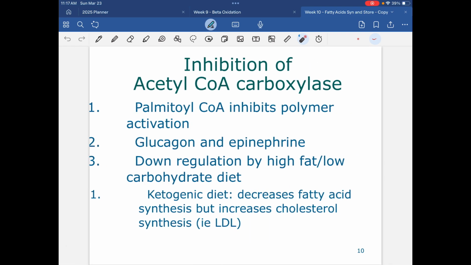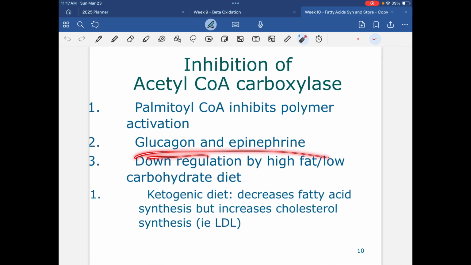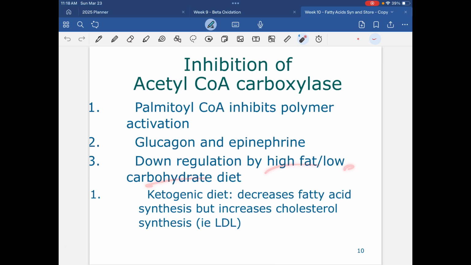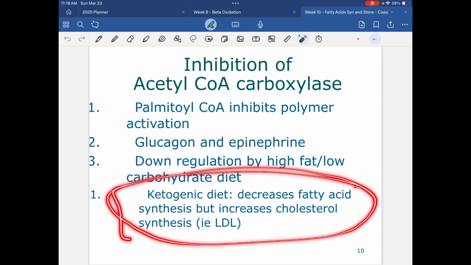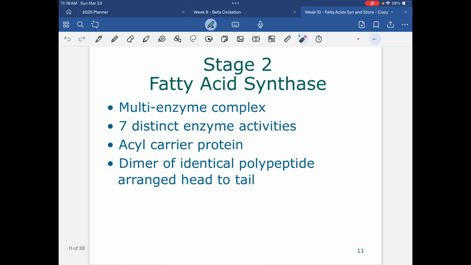If I need to inhibit it, it's going to be the opposite. So the opposite of insulin is glucagon, right? And glucagon and epinephrine go together. Opposite diet, high fat, low carbohydrate. And here's where I was trying to go to before, ketogenic diet. High fat diet, ketogenic, we're not really going to be storing fatty acids. We're going to be breaking them down.